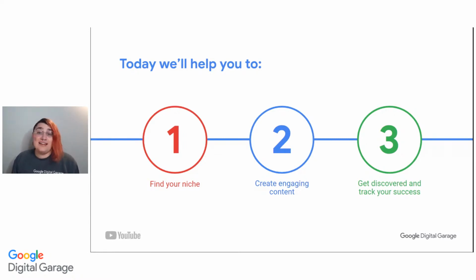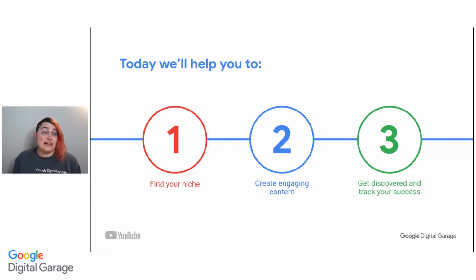So the first thing we're going to look at is finding your niche. What content are you going to actually create? What videos are you going to put onto YouTube? You need to know what kind of thing you want to create before you can start actually creating it. So we're going to look at finding that first of all.